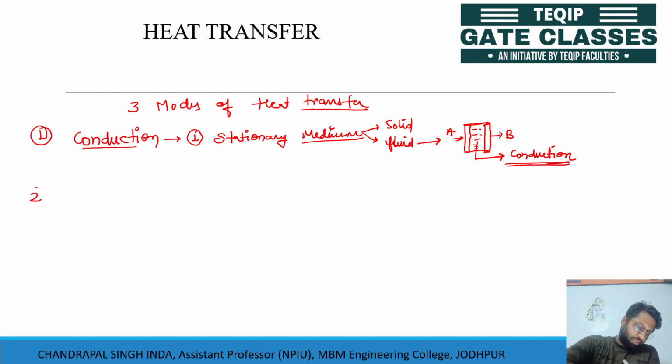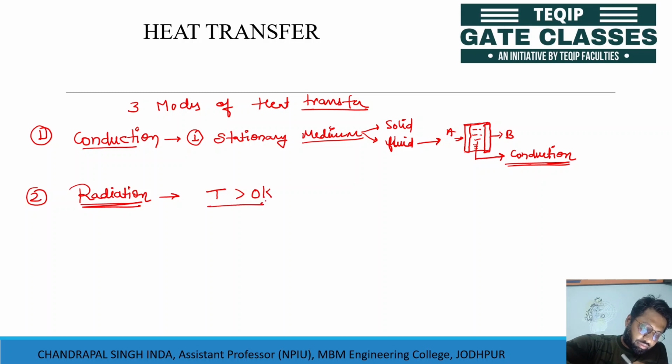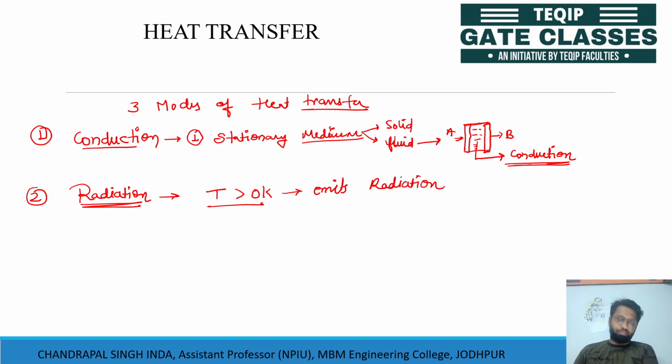The second mode of heat transfer is radiation. Every body which has a temperature more than 0 Kelvin emits radiation. So if the temperature is more than 0 Kelvin, it emits radiation. The last and final mode of heat transfer is convection.